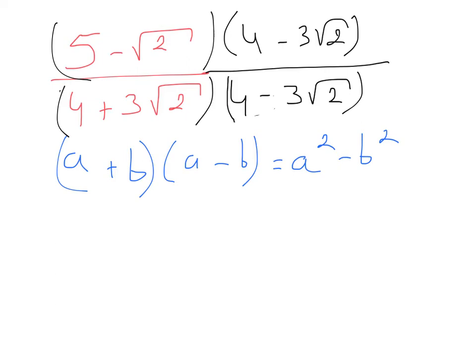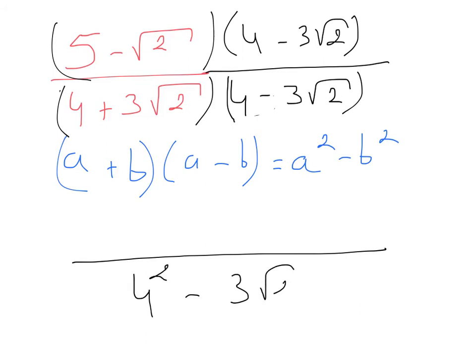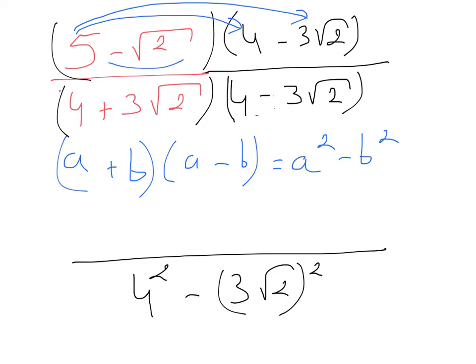And the best way to deal with this is to think about perfect square. Well, let's start with the denominator here, which is easier since we know the rule. So it's gonna be 4 squared minus 3 square root of 2 squared. Great. Now we need to use FOIL, right? We just multiply 5 with 4, 5 with negative 3 square root of 2, and then we have negative square root of 2 times 4, and negative square root of 2 times negative 3 square root of 2.